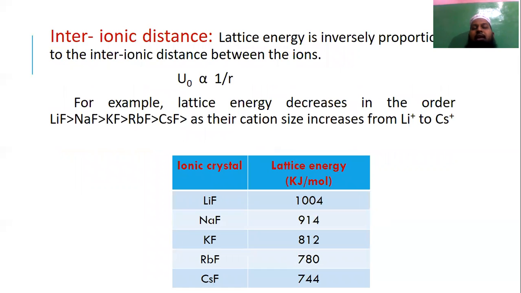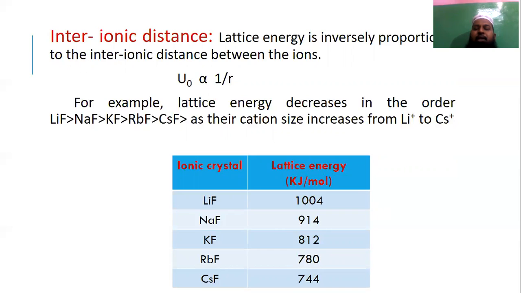The second one is interionic distance. Lattice energy is inversely proportional to the interionic distance between the ions. For example, you can see the table: lithium fluoride, sodium fluoride, potassium fluoride, rubidium fluoride, cesium fluoride. Here the cations are different and the anions are the same. Compared from lithium to cesium, lithium has the smaller radius of the cation. Cesium has the larger radius of the cation.